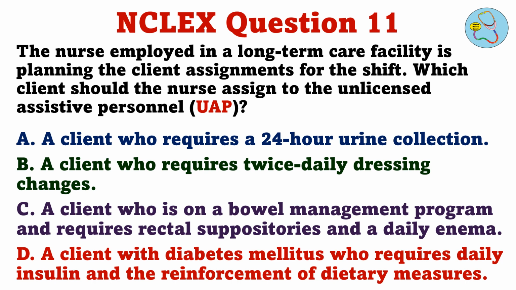The nurse employed in a long-term care facility is planning the client assignments for the shift. Which client should the nurse assign to the unlicensed assistive personnel? A. A client who requires a 24-hour urine collection. B. A client who requires twice daily dressing changes. C. A client who is on a bowel management program and requires rectal suppositories and a daily enema. D. A client with diabetes mellitus who requires daily insulin and the reinforcement of dietary measures.